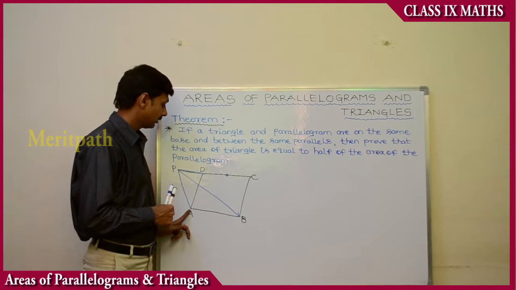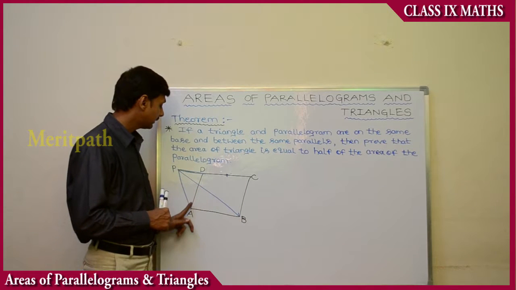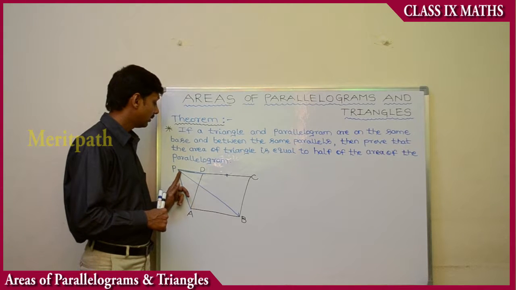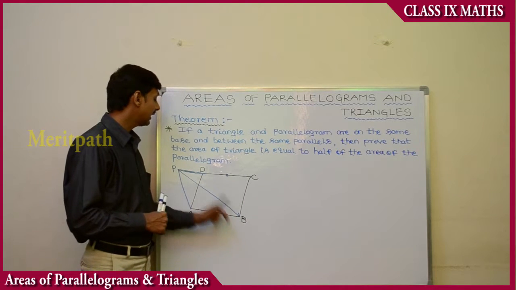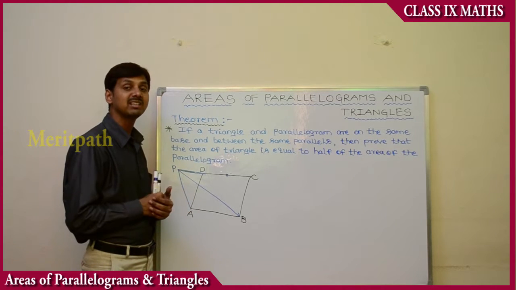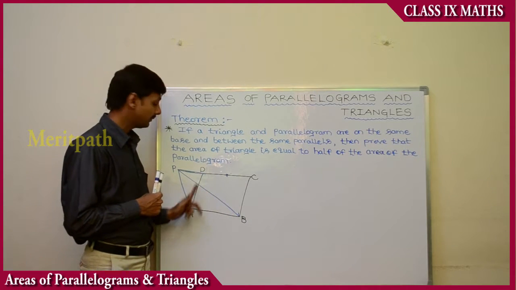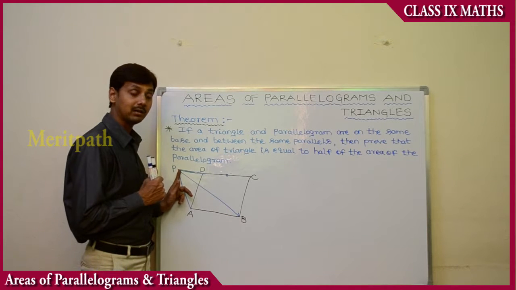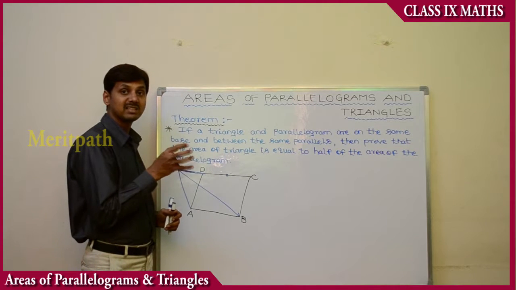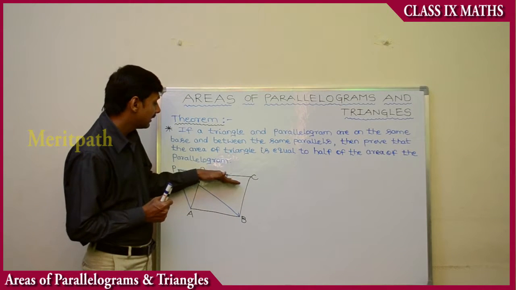So let's see this picture. This ABCD is a parallelogram and triangle APB is one of the triangles. ABCD and triangle APB have the same base AB. Let's recall again: ABCD is the parallelogram and triangle APB is the triangle. They both have the same base AB, and they are also between the same parallel lines, AB and PC.